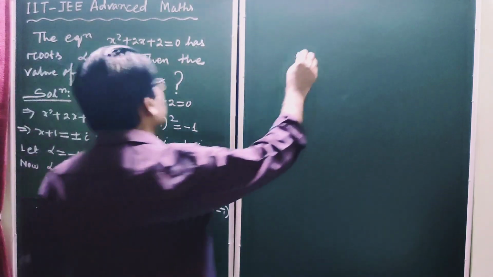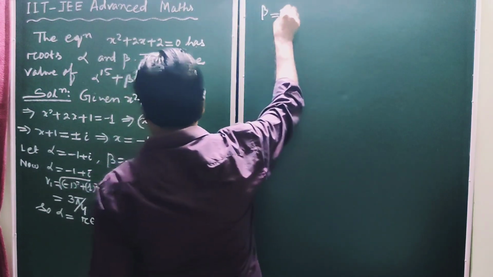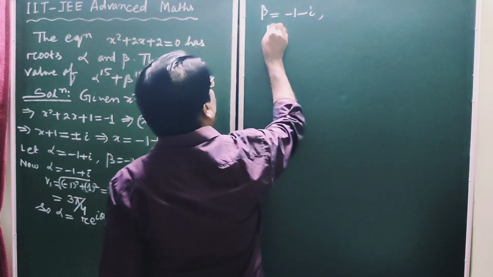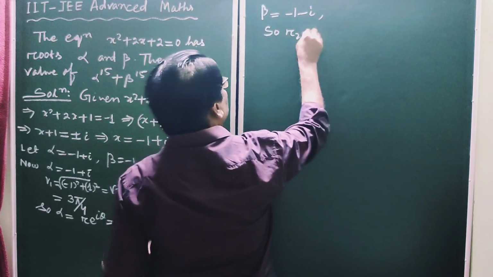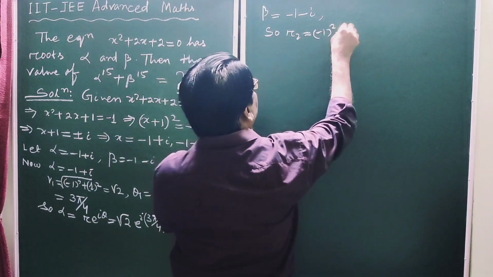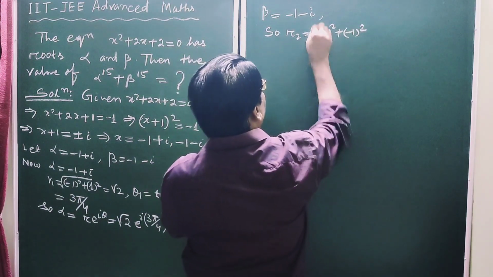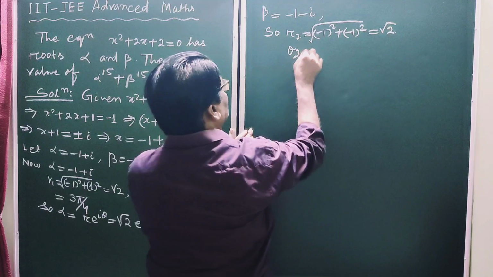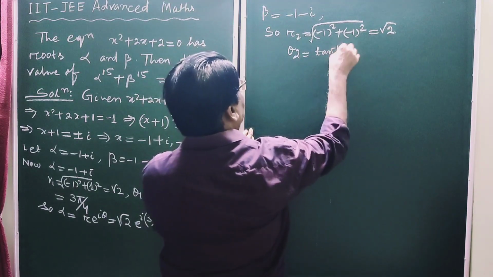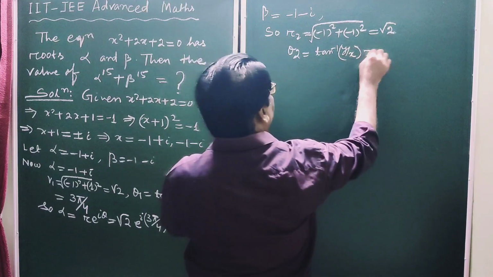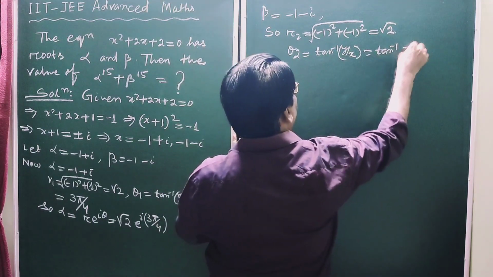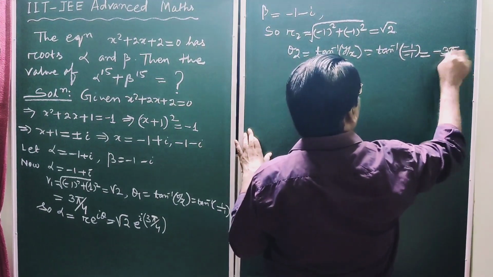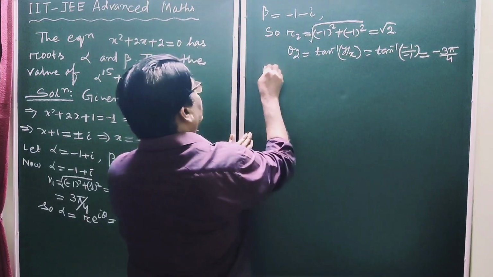Again, beta is equal to minus 1 minus i. So r2 is equal to the square root of minus 1 squared plus minus 1 squared, so r is equal to root 2. Theta 2 is tan inverse y by x, which is tan inverse of minus 1 by minus 1, which is equal to minus 3 pi by 4.